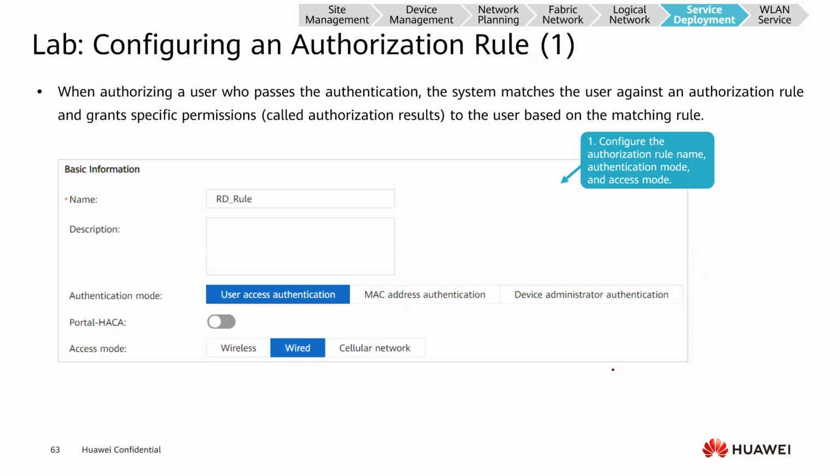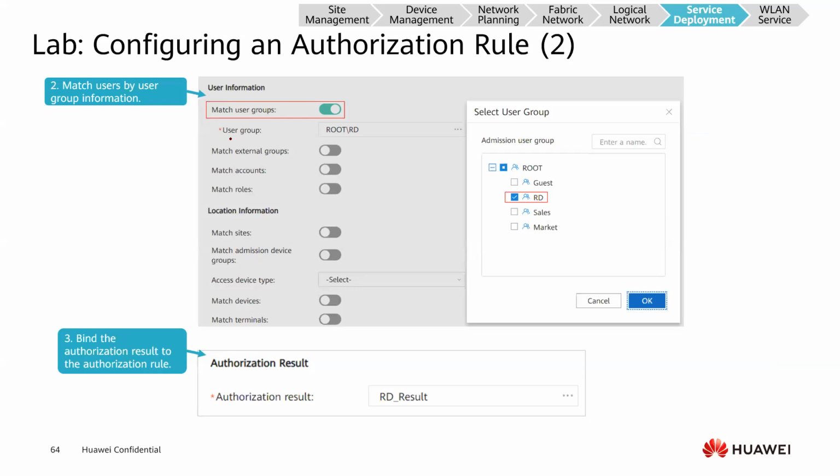And how do the users match the authorization result? It's just based on the authorization rule. So you need to configure the authorization rule to match the result one by one. So for the RD result, you need to create an RD rule used for the user access authentication. And you can choose for the wired users or for the wireless users. And it just matches the user group. It uses the user group, or you can use the specific user account to match the authorization rules.